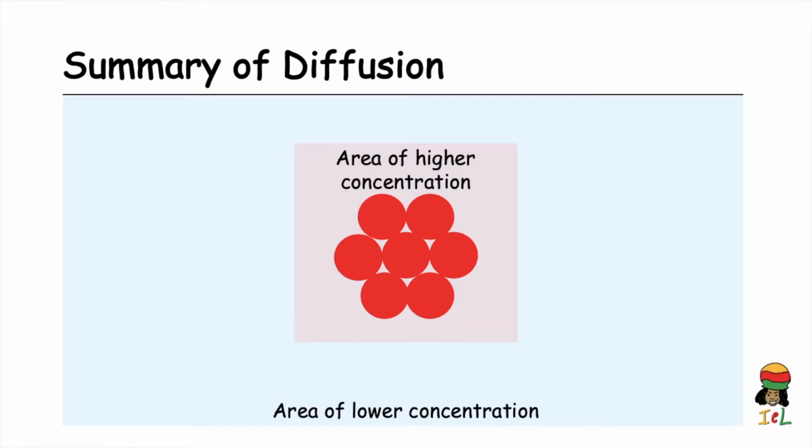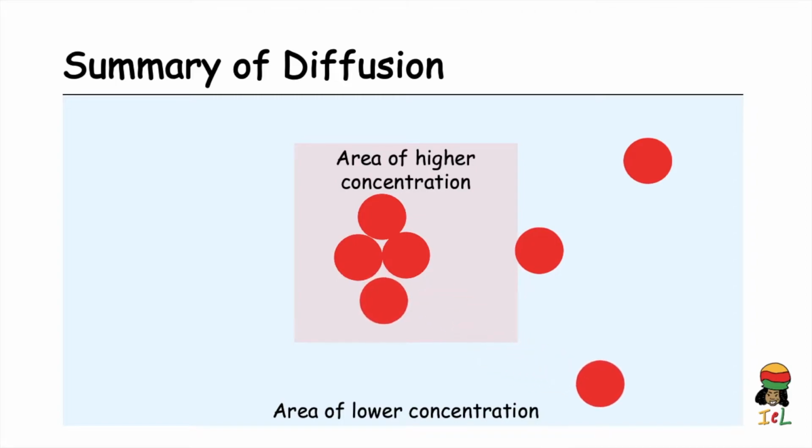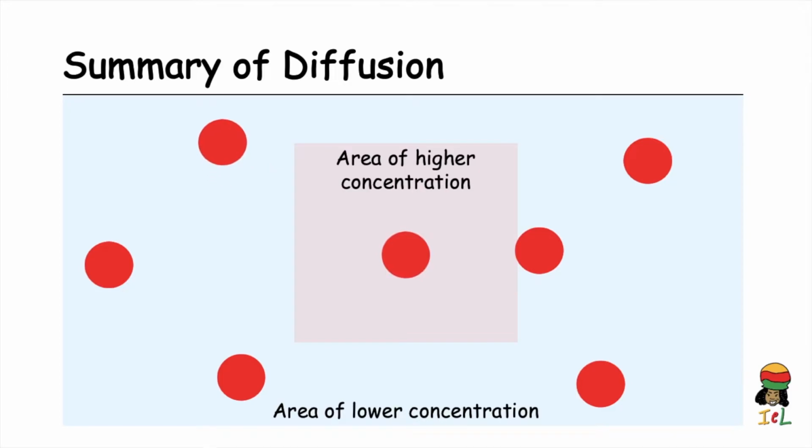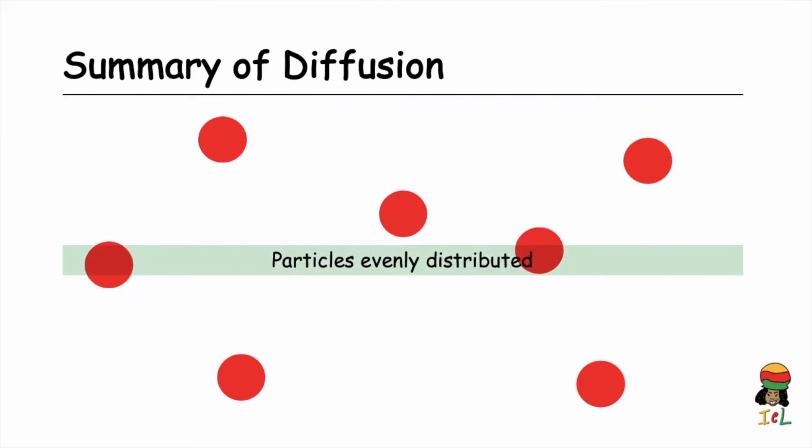Now the difference in the particle concentrations between the two areas sets up the concentration gradient, resulting in the passive movement of particles towards a region of lower particle concentration. And this process we know is diffusion. And eventually, of course, the particles are evenly distributed within the space.